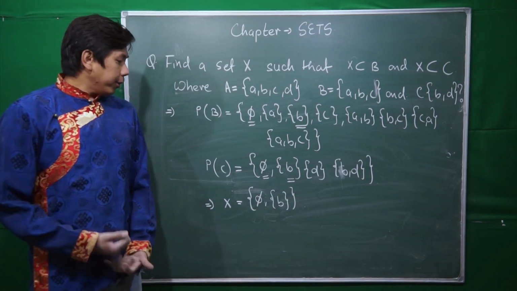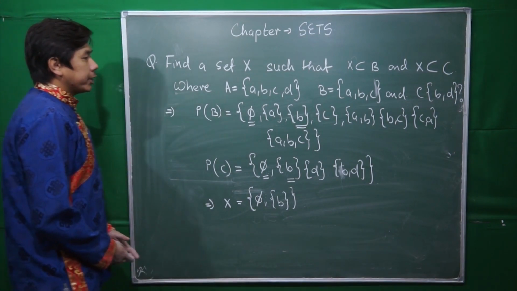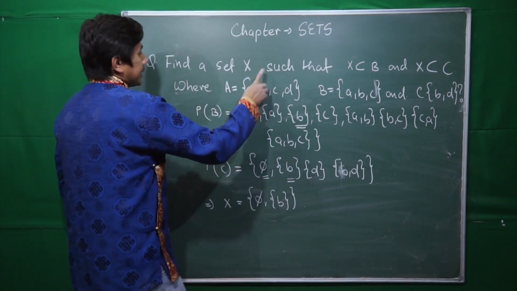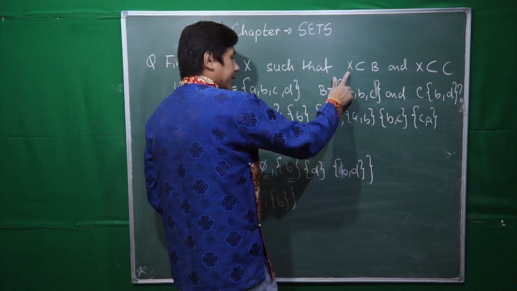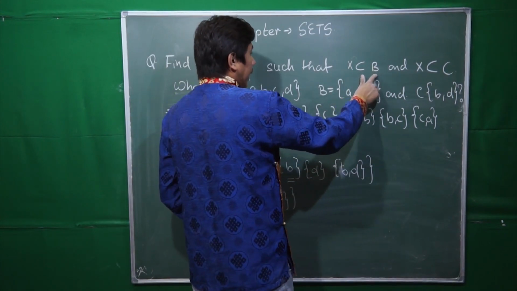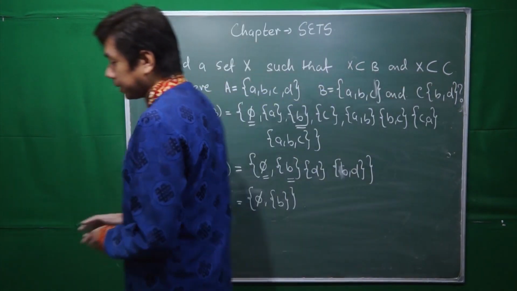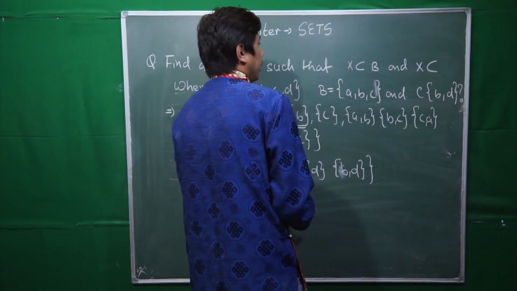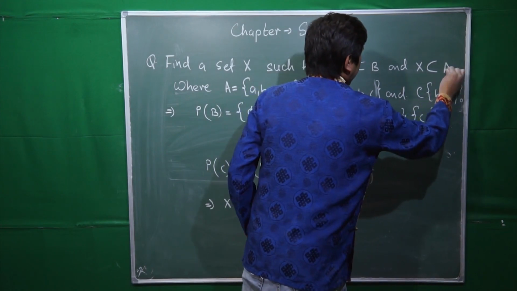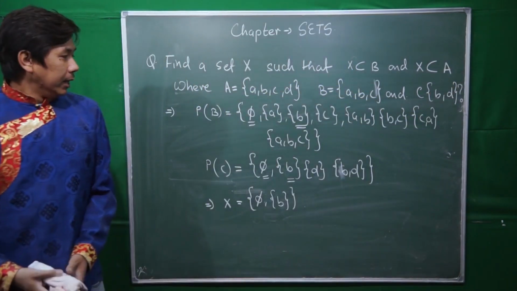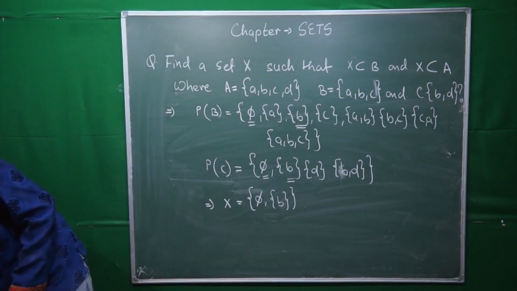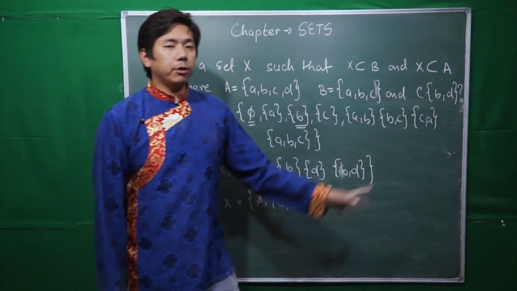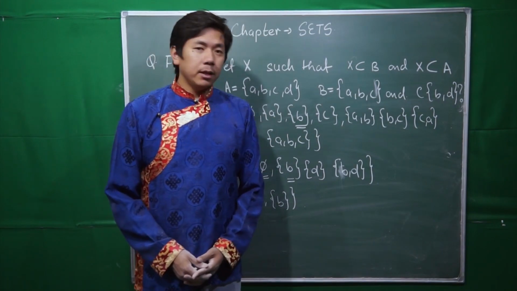Now for your practice, I'll twist the question slightly. Find a set X such that set X is a proper subset of B and X is a proper subset of A. The method would be the same. However, in this case, instead of writing C, I'll be writing A. Now this is a question for you to solve. Thank you for today.